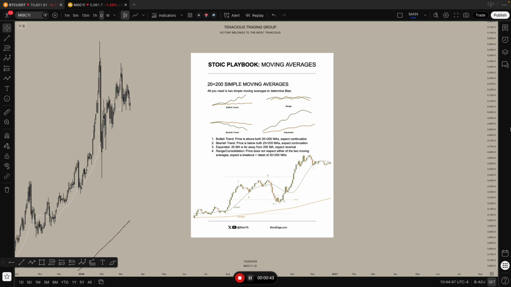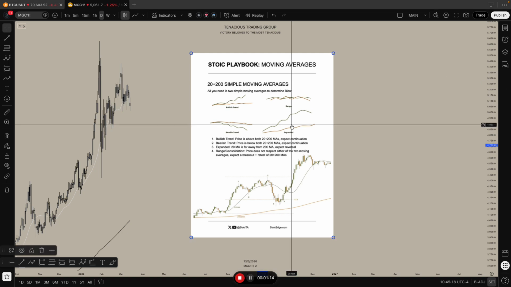For instance, a 200 moving average is just the last 200 days of price, and it just averages out what price is doing. So if price is above my 200, I know that price is bullish, and if price is below my 200 moving average, then I know price is bearish. And when price is stuck in between both the 20 and 200, then you can expect price to consolidate. But I'll show you guys on the charts.